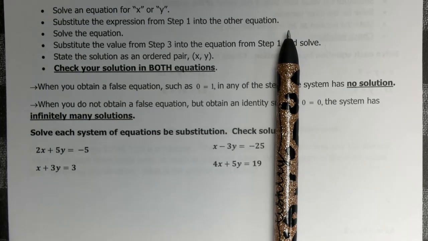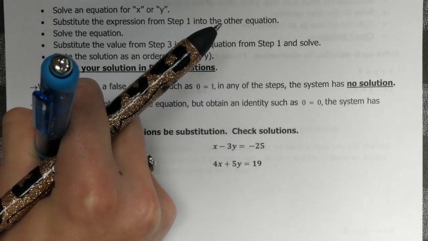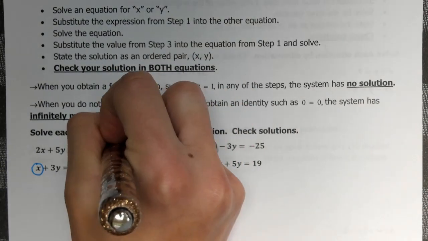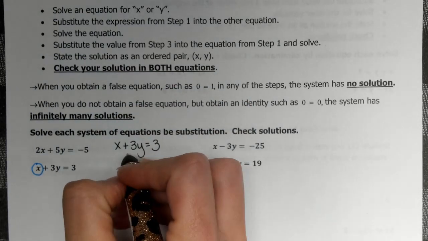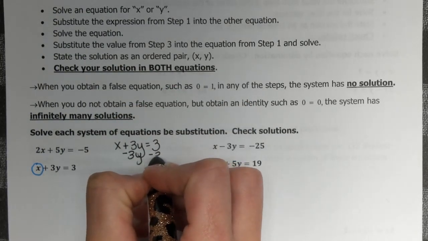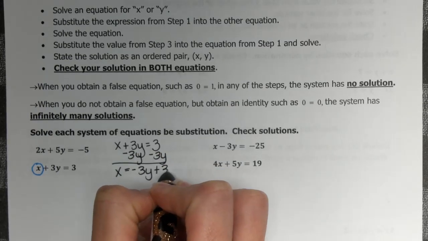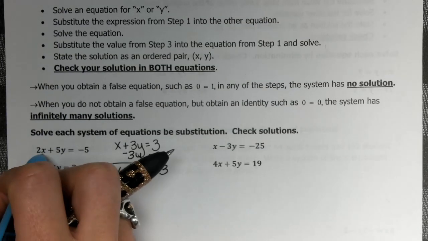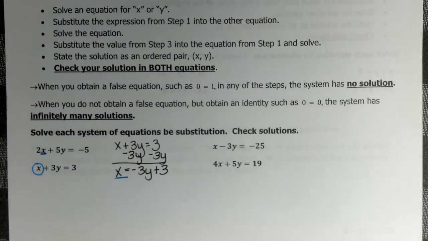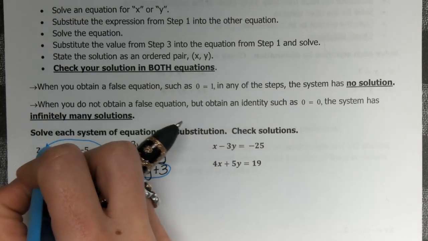Okay, so if I have 2x plus 5y equals -5, and x plus 3y equals 3. The only variable I have that has a coefficient of 1 is my x. So I'm going to take that x plus 3y equals 3 and solve for x. So I'm going to subtract my 3y. x equals -3y plus 3. Okay, so this x equals means I'm going to replace x in the other equation with the entire -3y plus 3. So I'm going to plug that in for x.